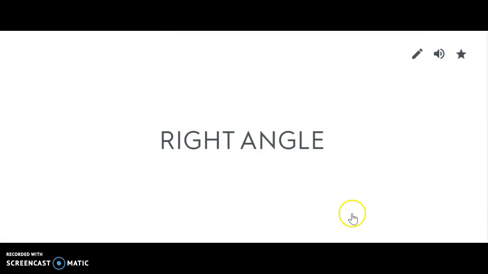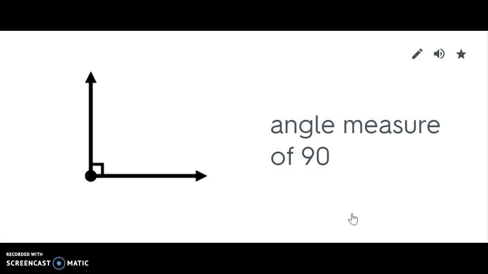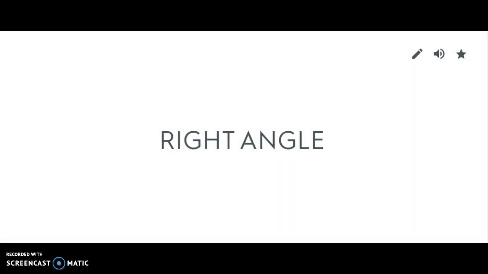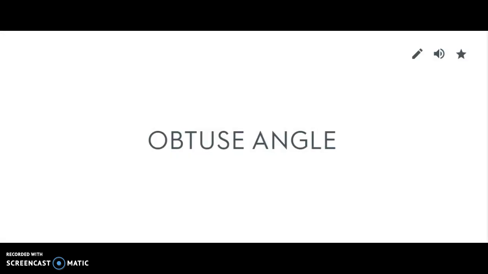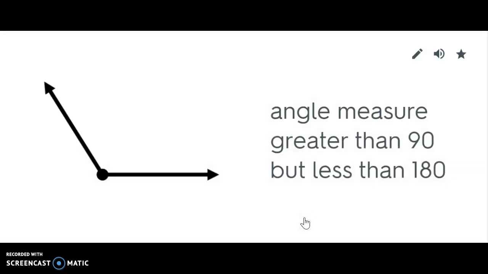The next angle is a right angle, and a right angle is an angle that is 90 degrees, so it measures exactly 90. When you put a box there, it tells you that it's a right angle. Then you have an obtuse angle. It's a big angle, and so an obtuse angle is greater than 90 but less than 180, so it's in between 90 and 180.